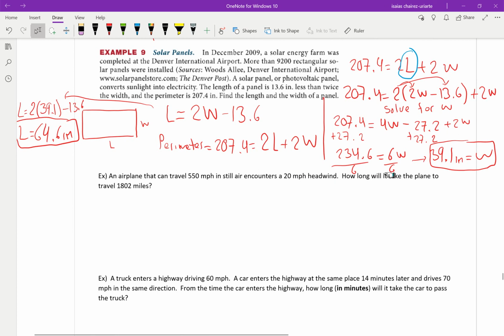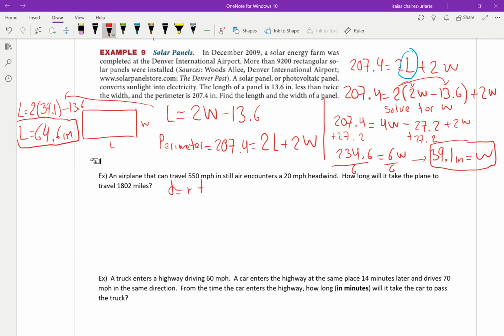How long will it take this plane to travel 1,802 miles? Pause the video. See if you can answer it on your own. Alright, so hopefully you got an answer, or you got stuck somewhere, but definitely you tried something here. The formula that we're going to be dealing with here is distance equals rate times time. Yeah?